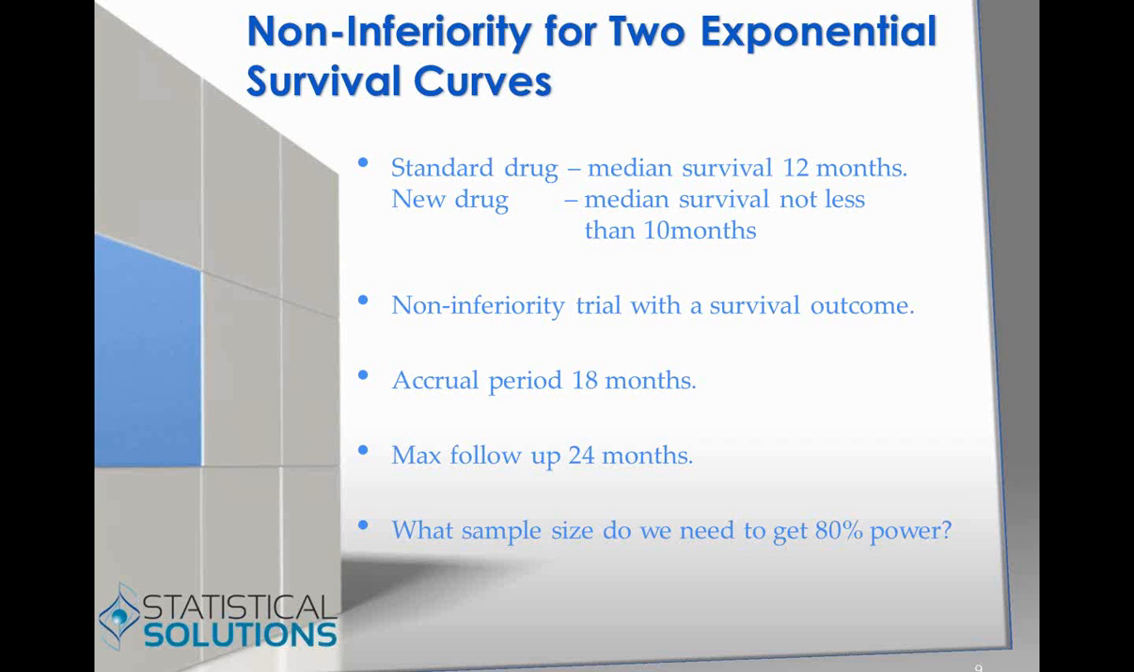Now this is a non-inferiority trial with a survival outcome. The study plan has an accrual period of 18 months and a maximum follow-up time of 24 months. So that is, the total trial length will be 24 months. Those first to enter will be followed for 24 months, and those entered at the end of the 18 months accrual period will be followed only for 6 months.